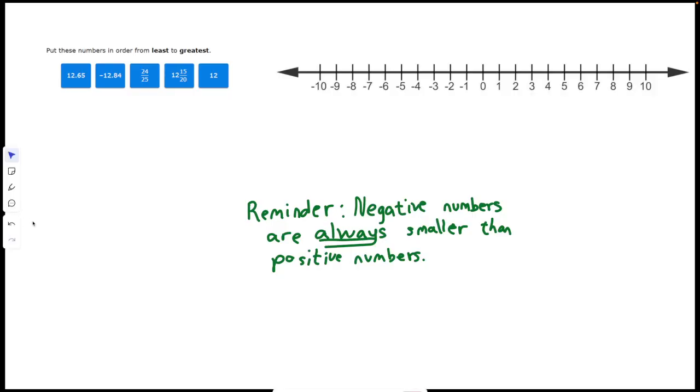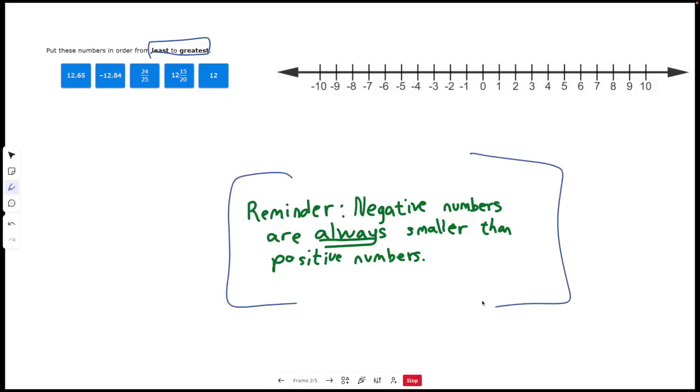All right, so let's take a look here. For this problem, it says put these numbers in order from least to greatest. And so it wants the smallest number first, biggest number last. And I wrote this reminder down here. This is from a while ago, but negative numbers are always smaller than positive numbers. Always, always, always. Okay? And so there's only one negative number on the list, so it has to be the smallest. Has to be negative 12.84. Okay?